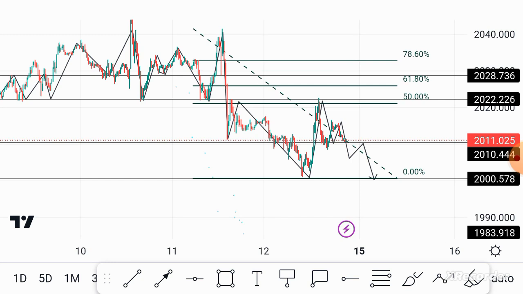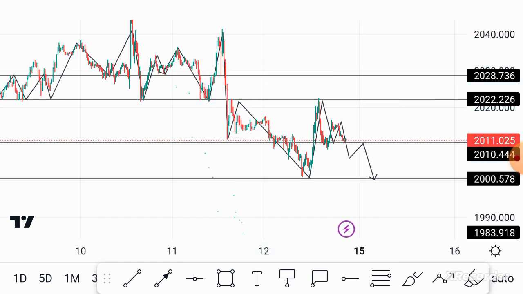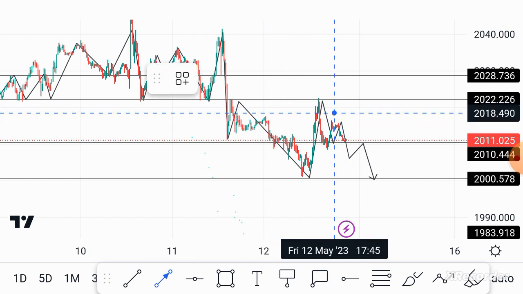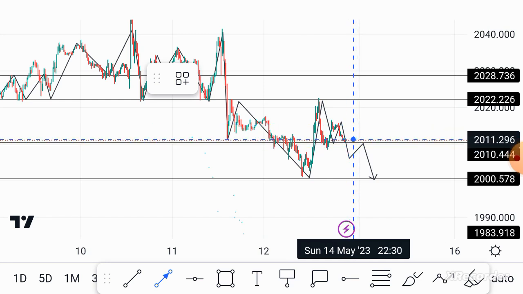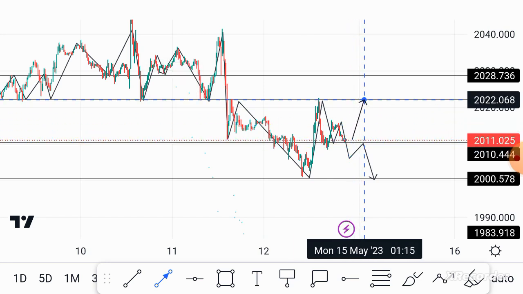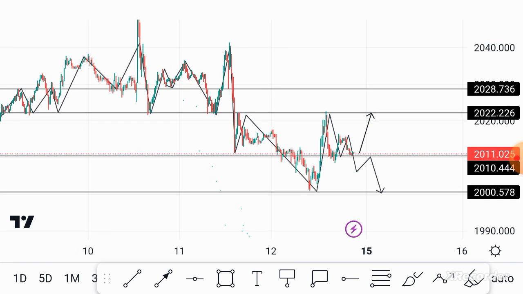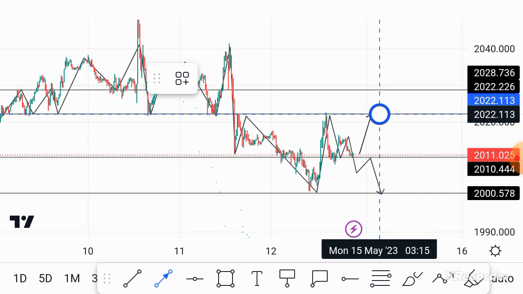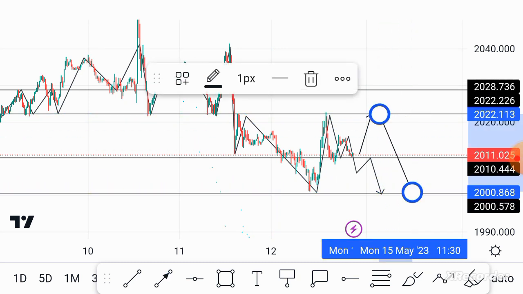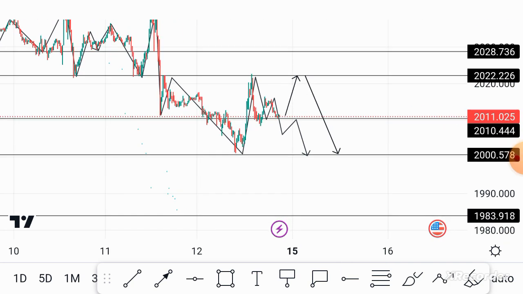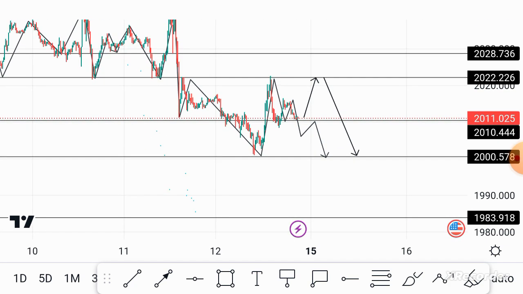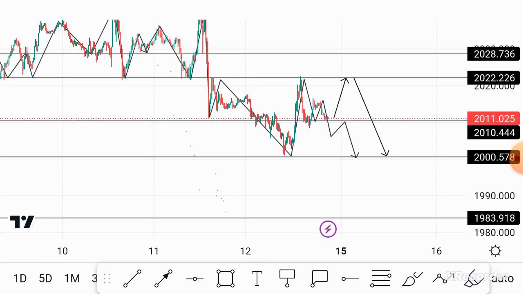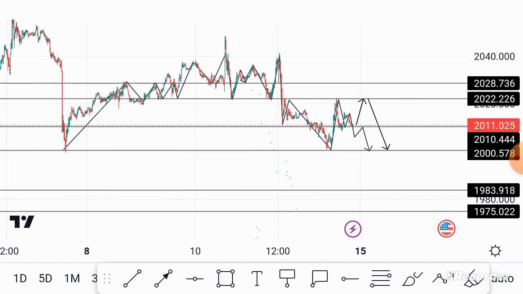Okay, I think I need to do a video on how to make use of the Fibonacci retracement tool. But the price is most likely going to go up, shoot all the way up, respect this zone here, and then we should expect a fall to the downside to somewhere right about here. Okay, so this is my speculation from what I could see from the chart.